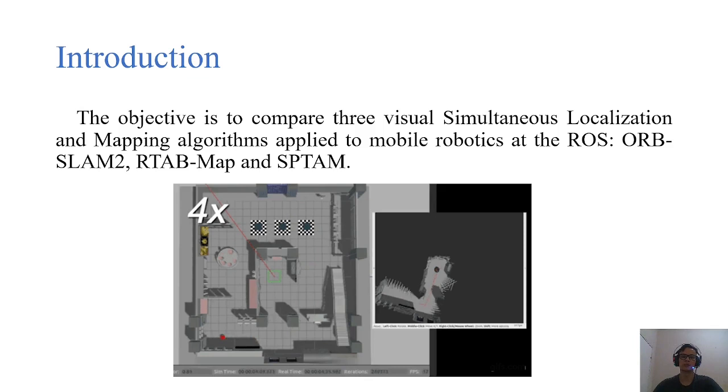It's basically to build a map and self-localize at the same time using cameras, obviously, and it can be monocular, stereo, and RGBD cameras, and so on. And the objective here is to compare 3 visual simultaneous localization and mapping algorithms applied to mobile robotics at the ROS. Like I said, ORB-SLAM2, RTAB-Map, and SPTAM.